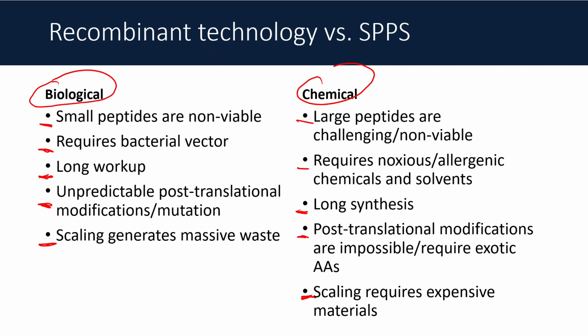And scaling is always going to be difficult. Scaling will require you using rather expensive starting materials, and again, it's just going to generate a lot of waste. For every 10 molecules of activated amino acid we throw at our resin, 9 are ultimately ending up in the garbage can. So it's not a clean process, but it does have its uses.